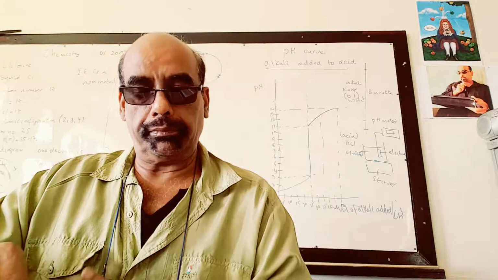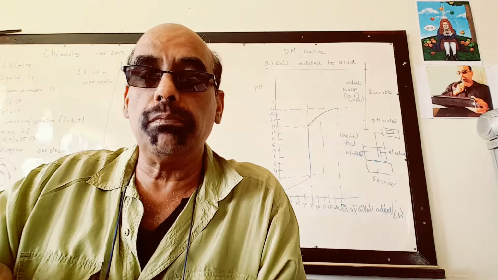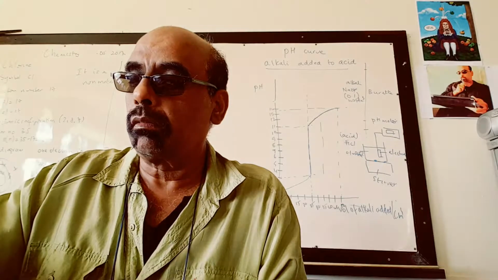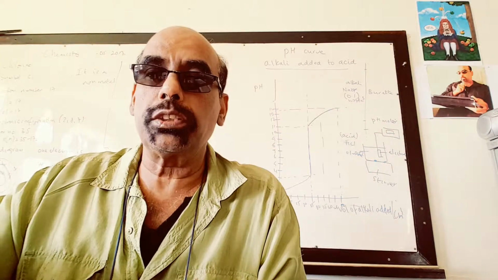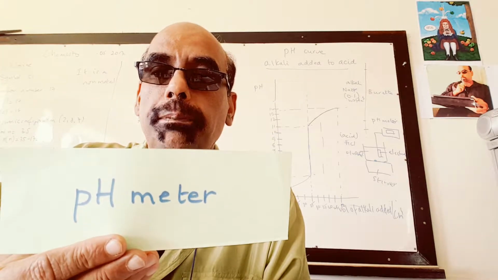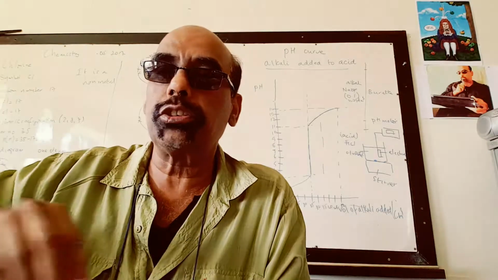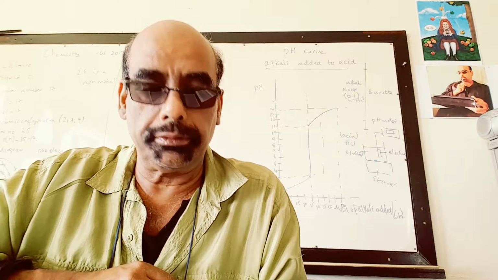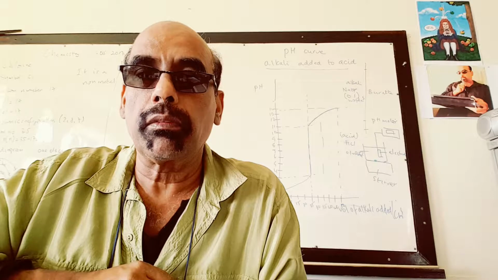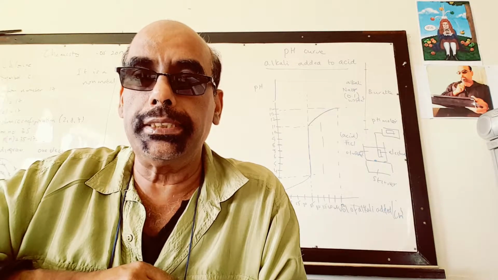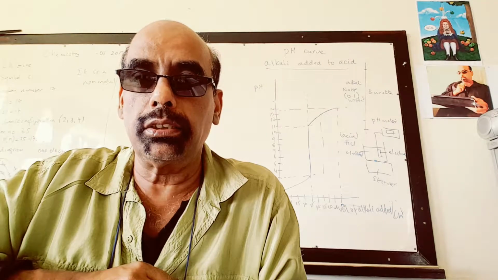A pH meter is used to measure the pH of a solution. If we have to measure the pH of a solution, we make use of a pH meter. A pH meter is made up of an electrode connected to a pH reader. From the pH reader, we can obtain the pH of the solution when the electrode is dipped inside the solution.